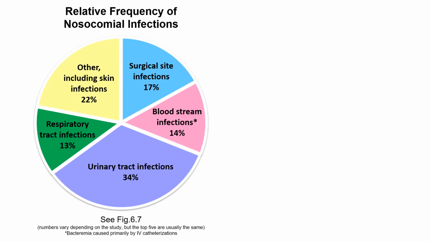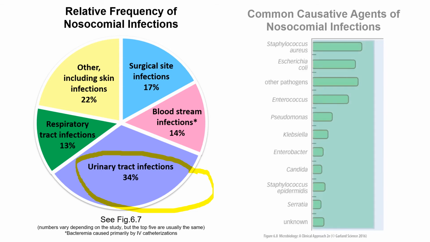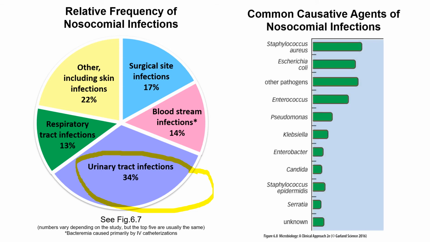What kinds of infections are we talking about? The big one here you can see is urinary tract infections, but we're also talking about blood infections, respiratory infections, and various types of skin infections or surgical site infections. What organisms are causing this? No surprise, Staphylococcus is at the top of this list, but we also have other pathogens we talked about, including E. coli. We're going to talk about Pseudomonas. We've talked about Candida. There's the other Staphylococcus epidermidis as well.